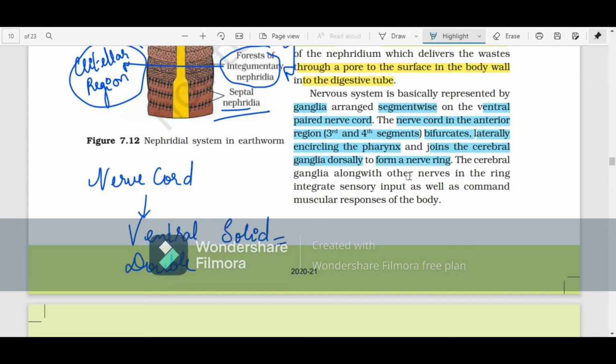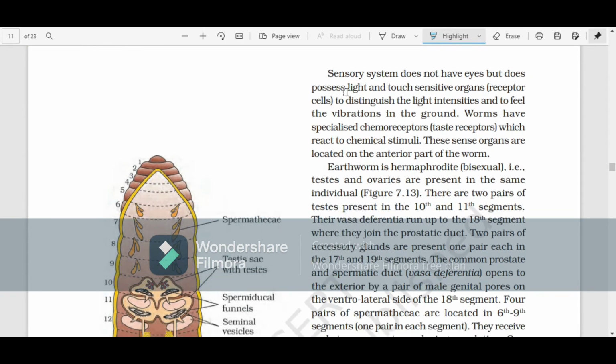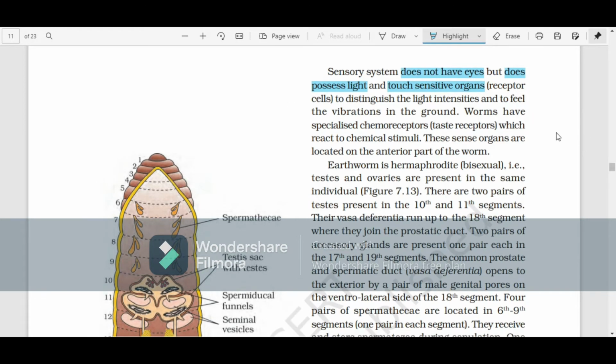The cerebral ganglia, along with the other nerves in the ring, will help to integrate sensory inputs as well as command muscular responses of the body. These are the functions of the nerves and the cerebral ganglia. Now, the sensory system. Do earthworms possess eyes? No, they do not have any eyes. But they do possess light and touch sensitive organs. They can feel the light, and if you touch them, they'll feel it.